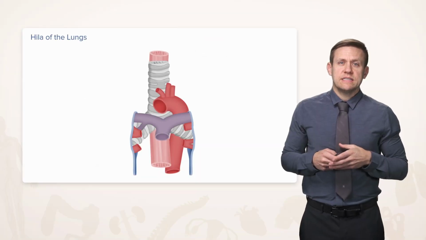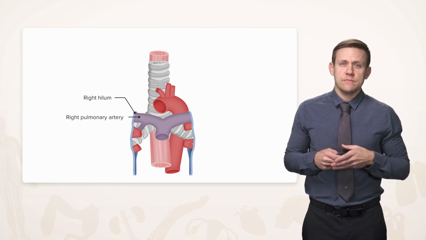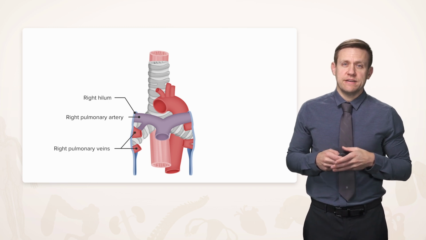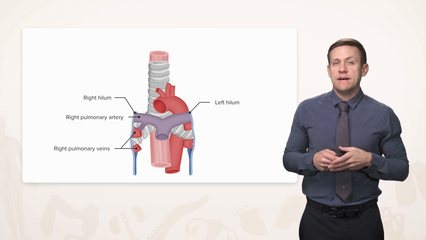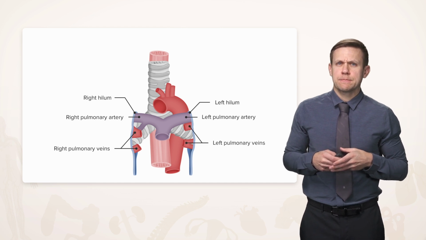So here we see the right hilum of the lung, where the right pulmonary artery is entering. And we also see the pulmonary veins. And here we have the left hilum with the left pulmonary artery and veins.